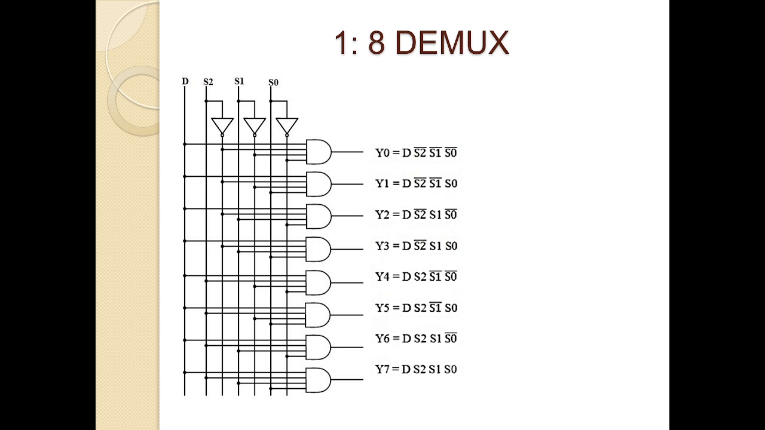This is the logic diagram of 1:8. Draw the logic diagram using NOT gate and AND gate. It is a 4 input AND gate. The first AND gate is connected with D, S2 bar, S1 bar and S0 bar. The last AND gate is connected with D, S0, S1, S2.